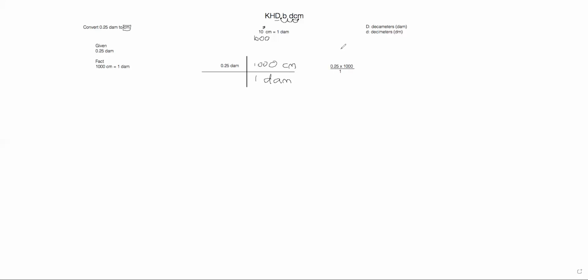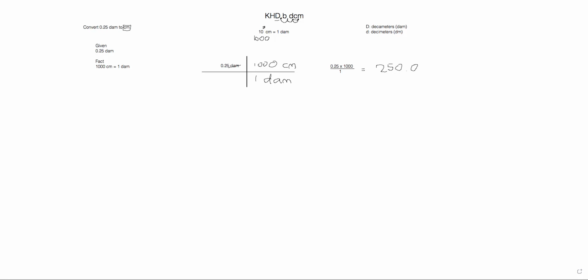So multiplying by 1,000 is pretty simple. We just move the decimal place 3 times to the right. So that means we're going to have 250. And 250 divided by 1 is just the number itself. Anything divided by 1 is itself. So now we have our numeric answer, and now we need the units.